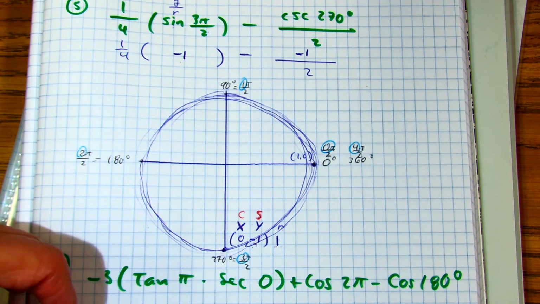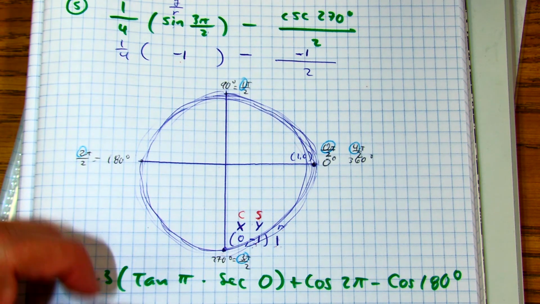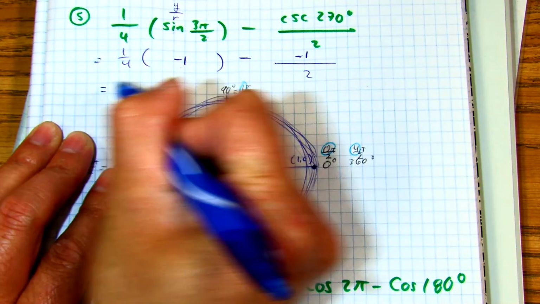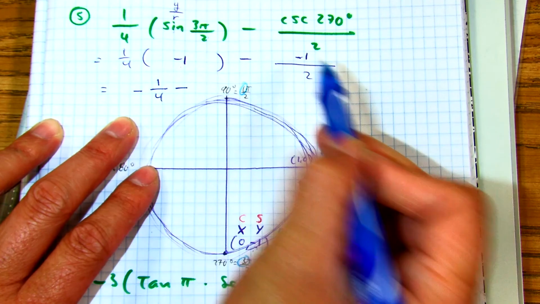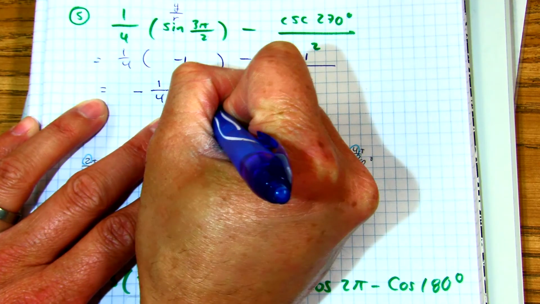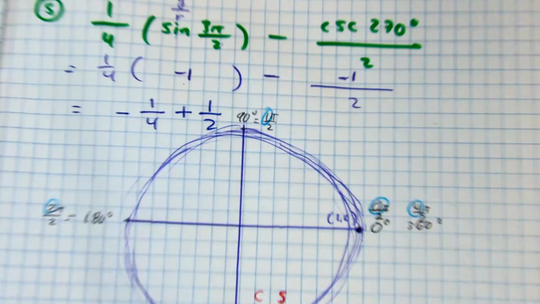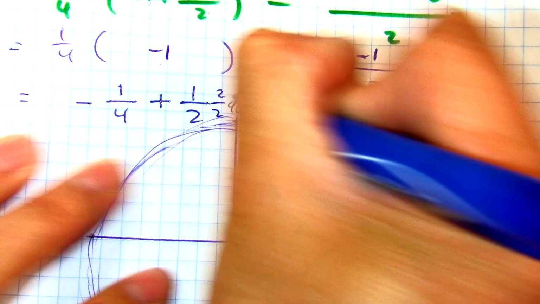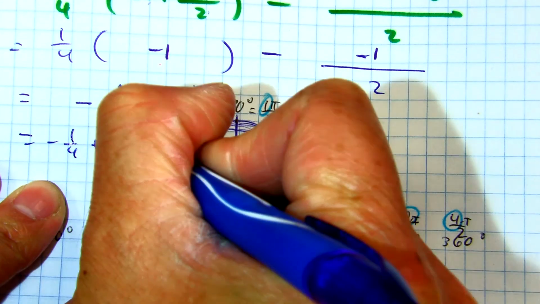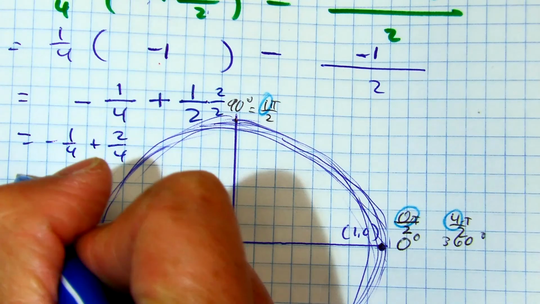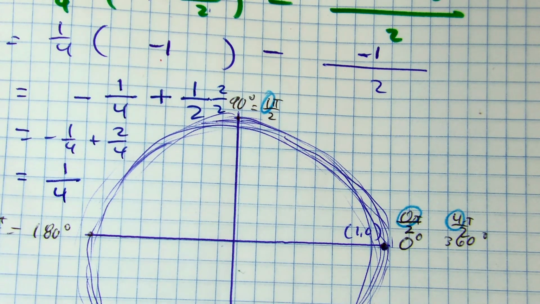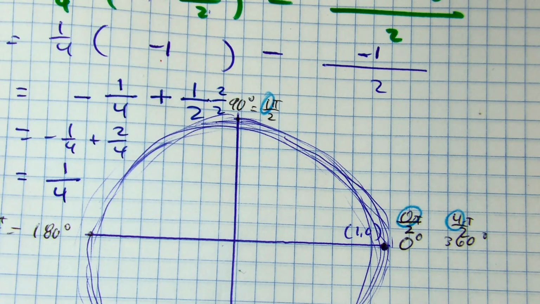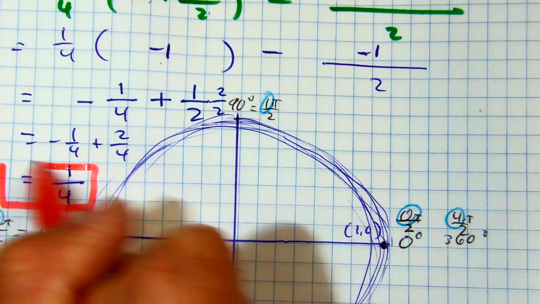Let's simplify that. 1/4 times negative 1 is negative 1/4. Opposite of a negative is a positive. I can't add the fractions because they don't have common denominators, so I'm going to have to multiply this one by 2. So I have negative 1/4 plus 2 over 4. And negative 1 plus 2 is 1 over 4. So all of that simplifies to just 1/4. So right there, I'm just helping you guys practice your quadrantal angles. Multi-step problem. And that's your answer.